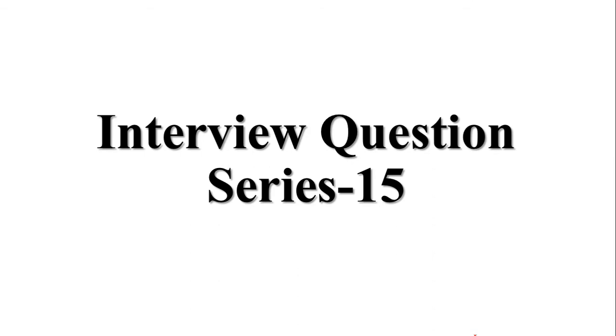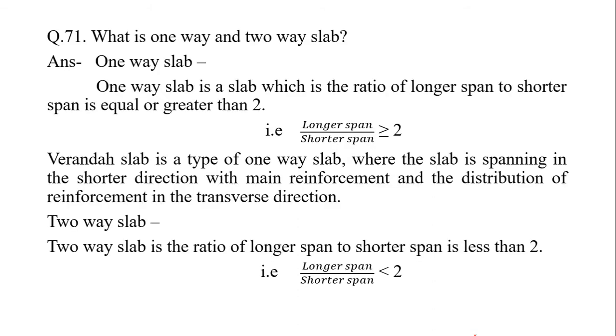So let us start today's session. Question number 71, the first question of today: what are one-way and two-way slabs? A one-way slab is a slab in which the ratio of longer span to shorter span is equal to or greater than 2. Longer span upon shorter span is greater than or equal to 2.